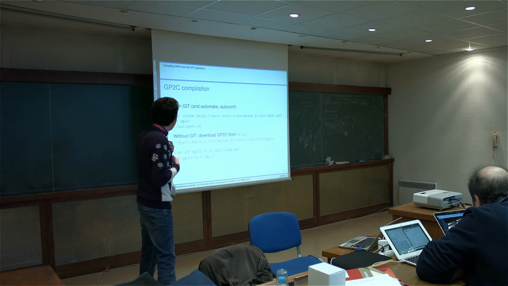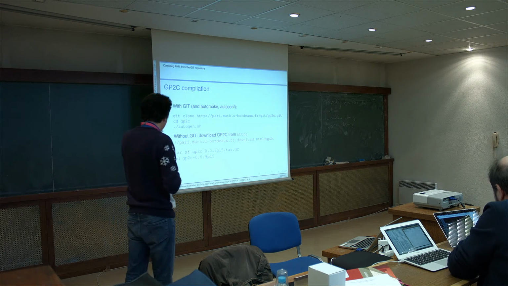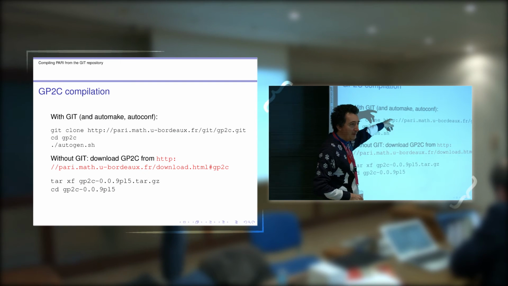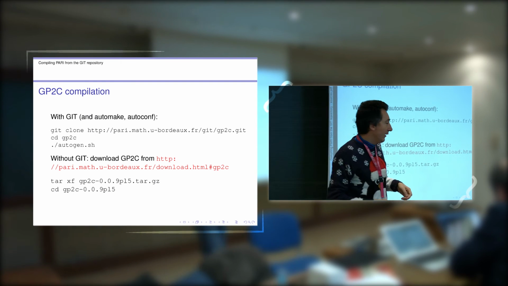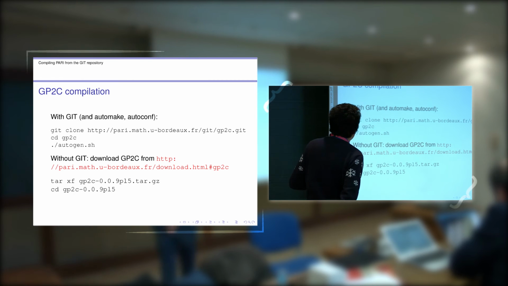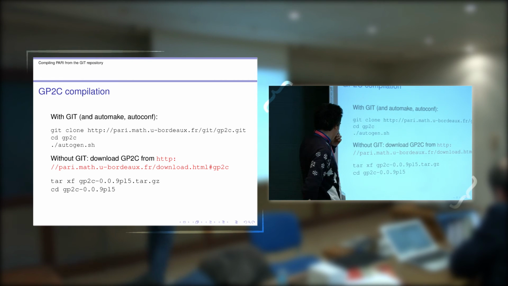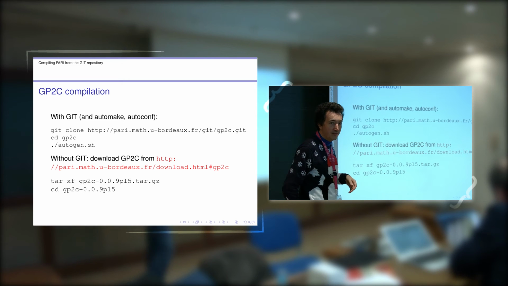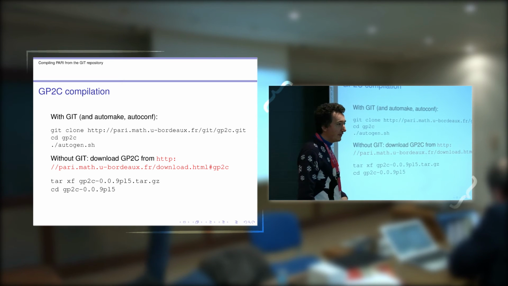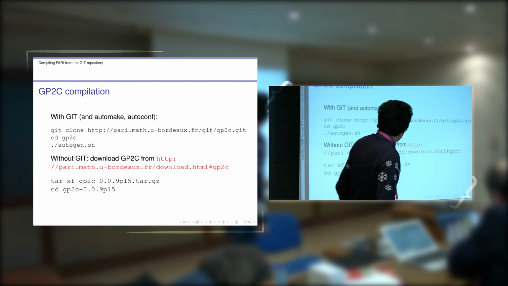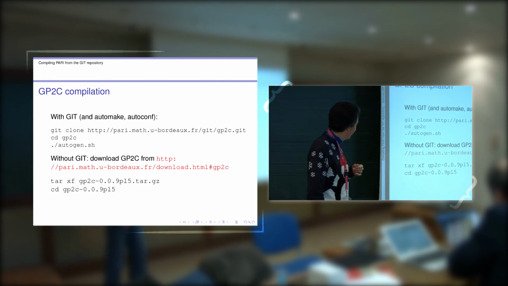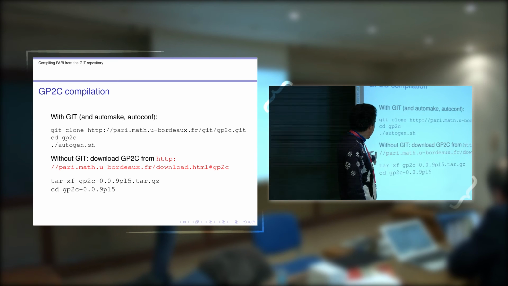The next step is to build GP2C. So either with Git, but if you use Git, you will need bison to make autoconf. Or without Git, and then it's a bit easier. I made a release yesterday, so to be sure, the latest release is the most common. So you can do that.